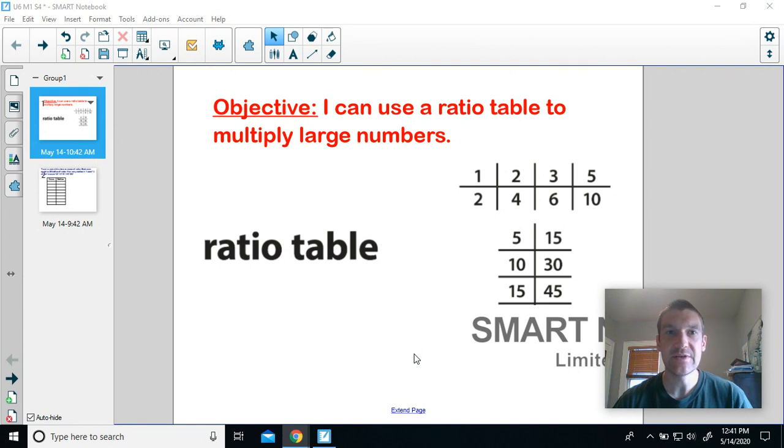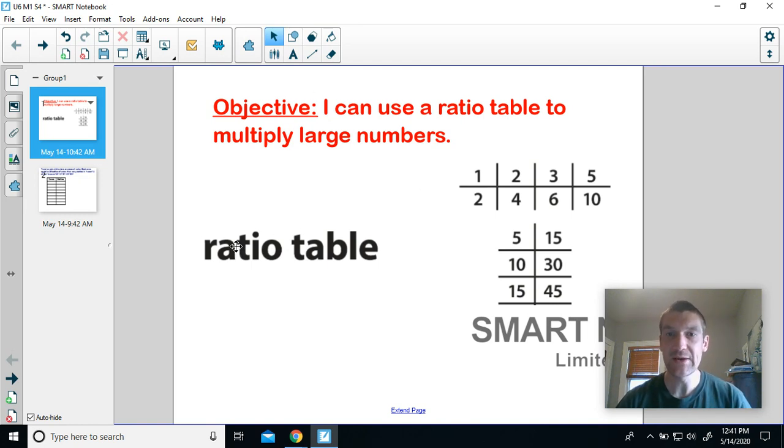And our objective today is that I can use a ratio table to multiply large numbers. So we're going to be building on what Miss Herman taught last time, using ratio tables to solve multiplication problems and looking for patterns within ratio tables that can help you solve trickier problems. So kind of using the easier problems to help you solve the more challenging ones.